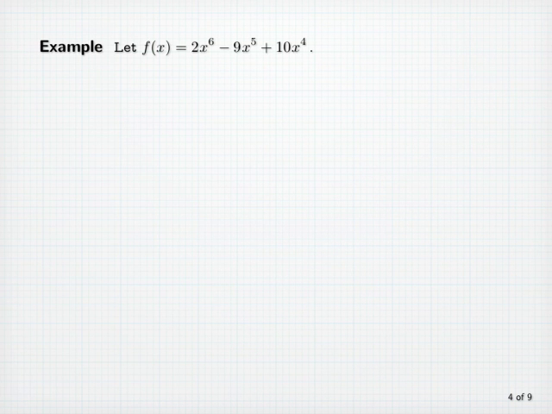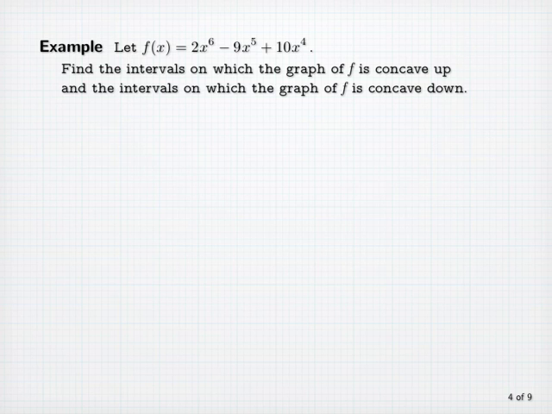Example: let f of x equal 2 times x to the 6th minus 9x to the 5th plus 10x to the 4th. Find the intervals on which the graph of f is concave up and the intervals on which the graph of f is concave down. So let's compute derivatives. F prime of x is 12x to the 5th minus 45x to the 4th plus 40x cubed. So the second derivative is 60x to the 4th minus 180 times x cubed plus 120 times x squared.